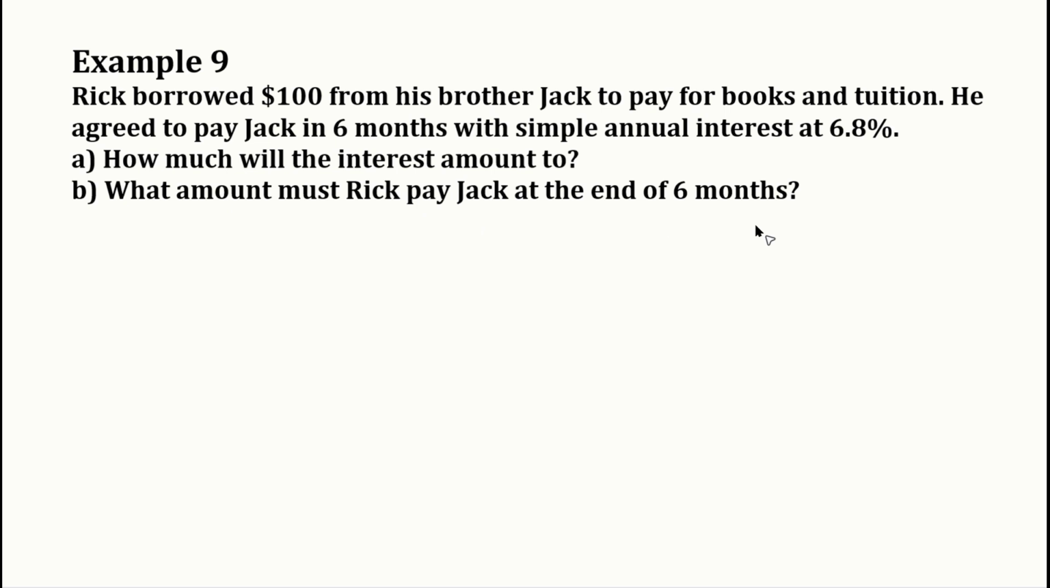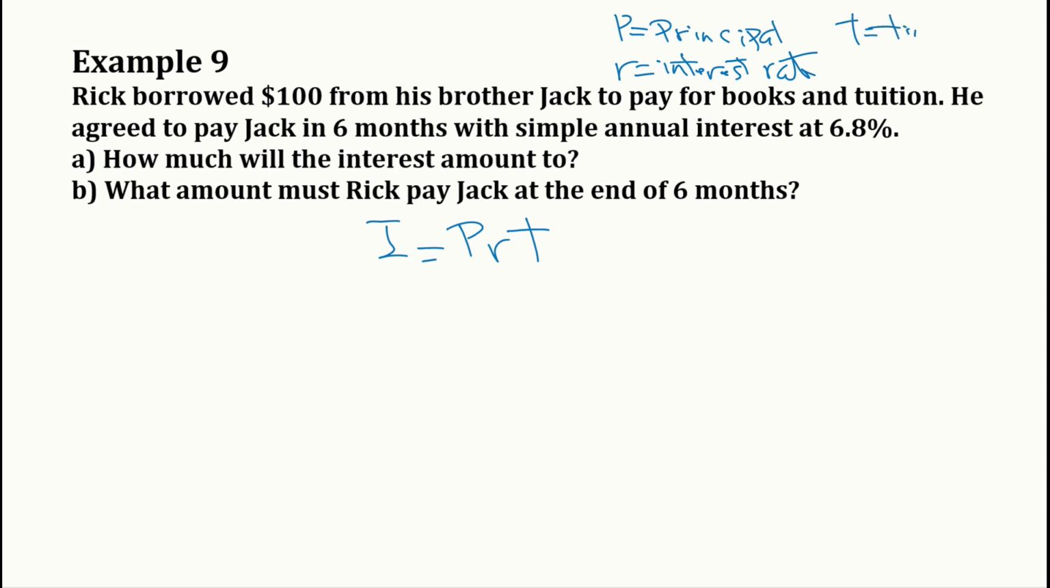So in order to be able to do this, we need to know the formula for simple interest, which is I equals PRT. Here the P stands for principal, which is simply the amount of the loan. The rate is the annual interest rate, right? And the time, the T is time in years.